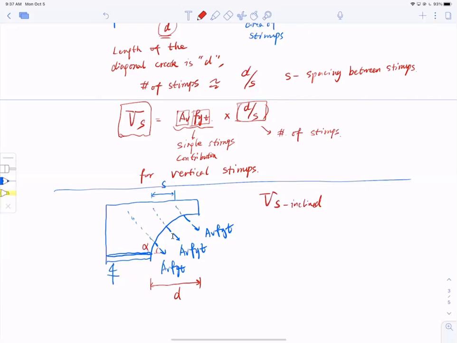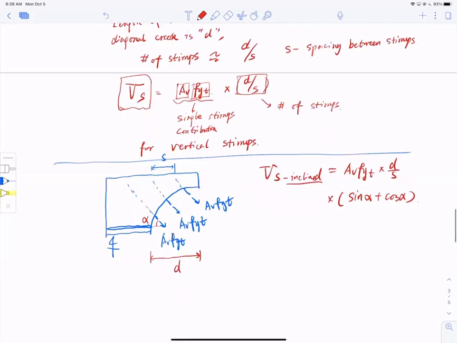This is inclined. That's equal to Av fyt still, multiplied by d over s still, but multiplied by a correction factor, which is sine alpha plus cosine alpha. Okay, sine alpha and cosine alpha.